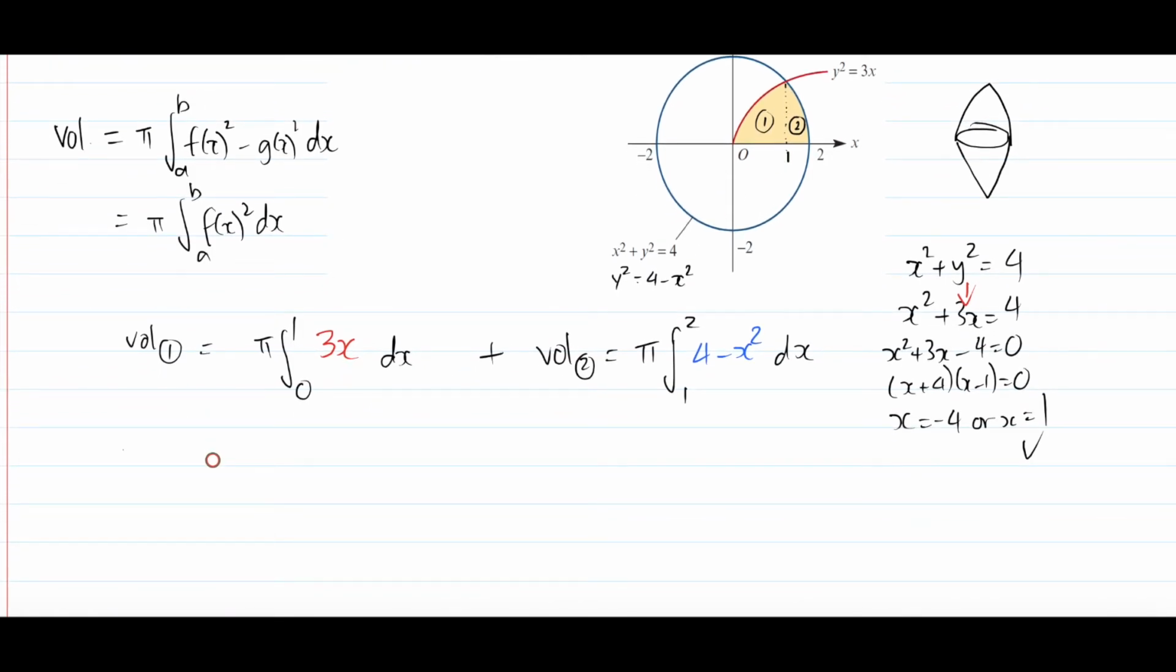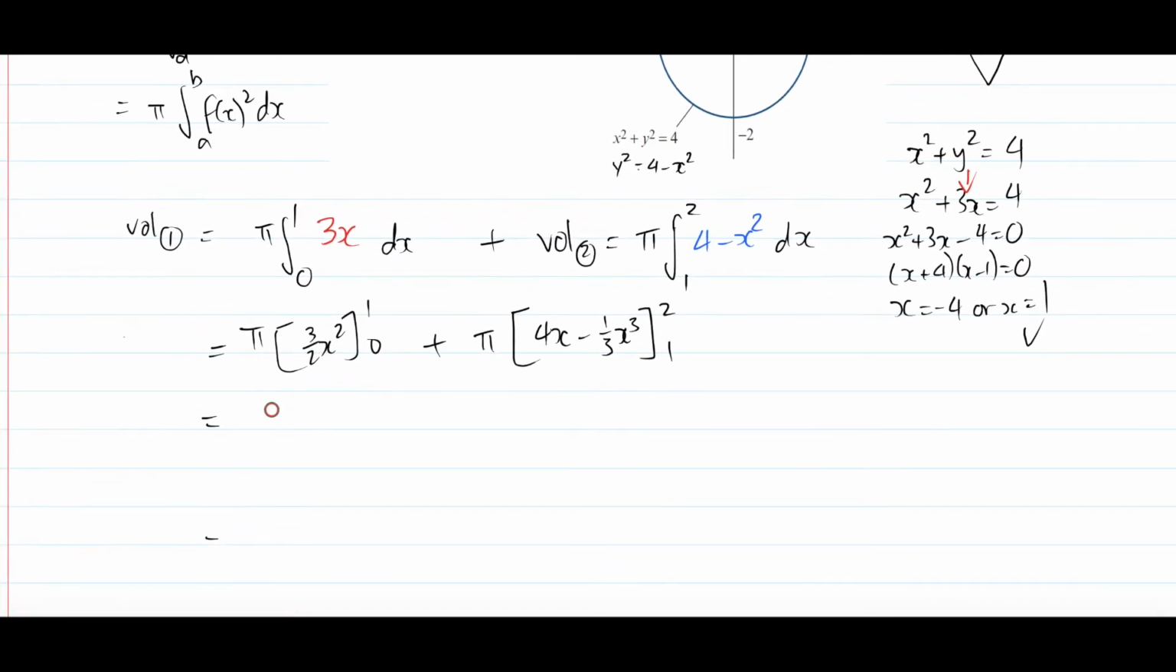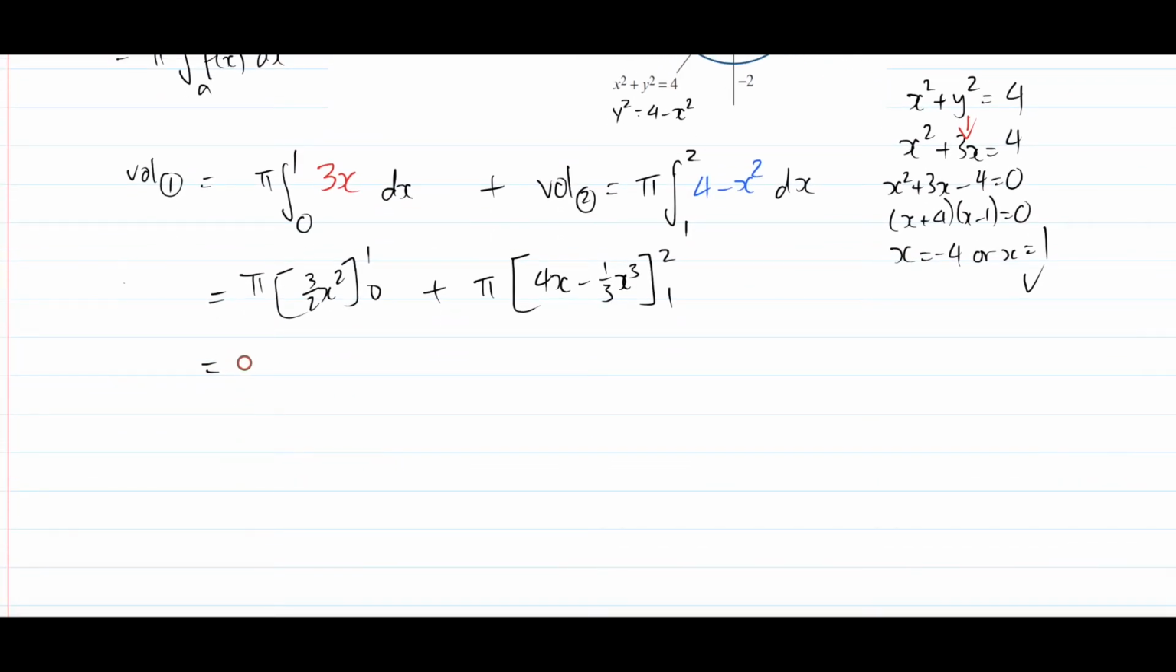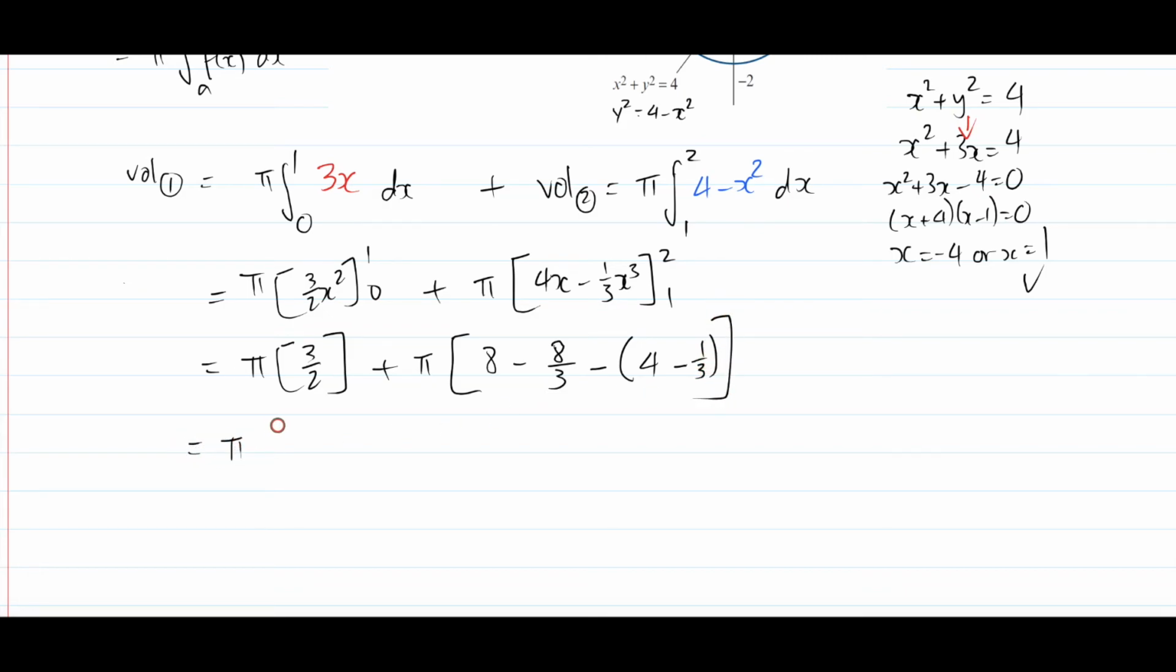I'll do it quickly here to get your answer. So pi times 3 on 2 x squared from 1 to 0, and volume number 2 is pi times 4x minus 1 over 3 x cubed from 2 to 1. Of course this should give us 3 over 2, sub in 1, sub in 0, doesn't matter. And this one should give us 8 minus 8 on 3, my bad, not 9 on 3. Then we minus, sub in 1, that's 4 minus 1 on 3. And we're almost there, that's pi on 2, plus pi.